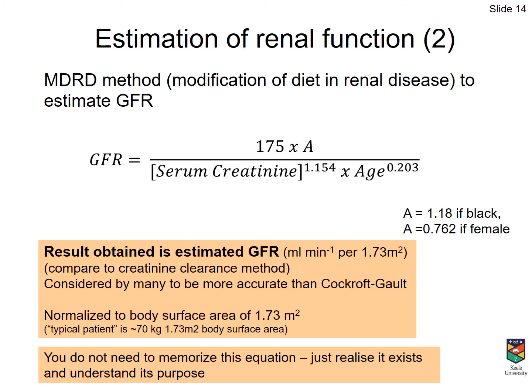This equation is also slightly different in that it reports the glomerular filtration rate per 1.73 meters squared. That's supposedly average body surface area. Please don't memorize any of these equations on this slide or the previous slide. All you need to do is know that they exist and understand that they can be used to take serum creatinine concentration and work out what the kidney's doing. That's the key learning point here.